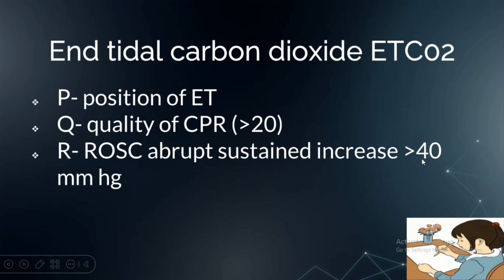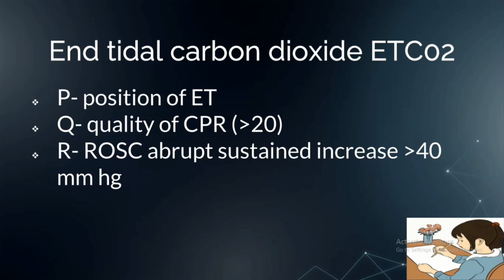And then is Q, the quality of the CPR. If you are doing CPR of good quality, then the ETCO2 will be greater than 20 mm of Hg. If it is less than 10, as we saw in the algorithm, if the PETCO2 is low or decreasing, reassess the CPR quality. So if the PETCO2 is low or decreasing, you have to improve your quality of the CPR. So for checking the quality of the CPR, it should be greater than 20 mm of Hg.